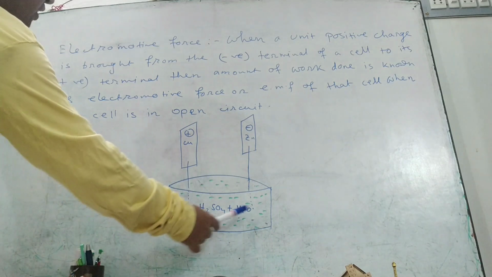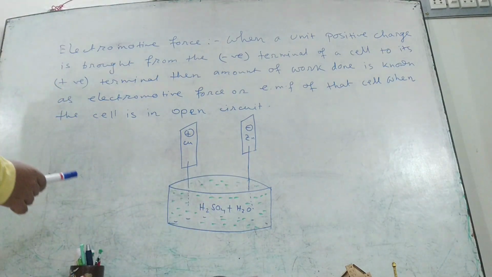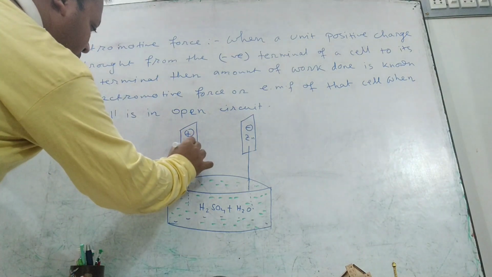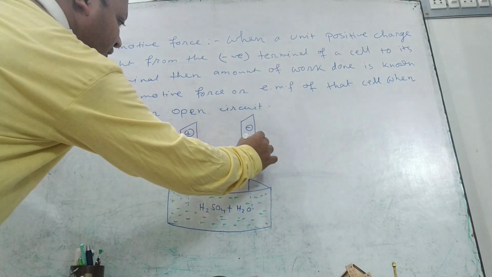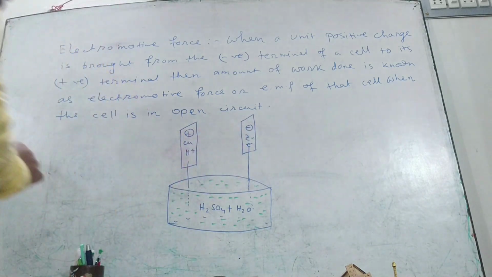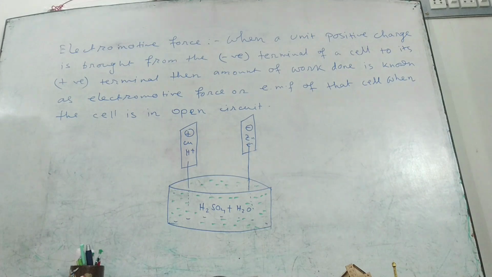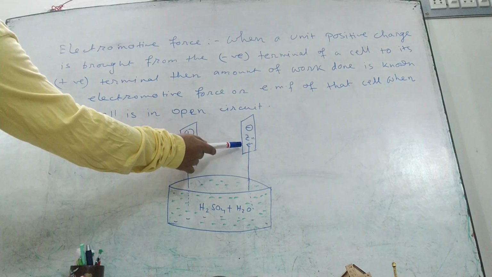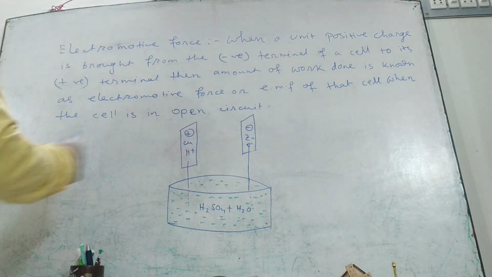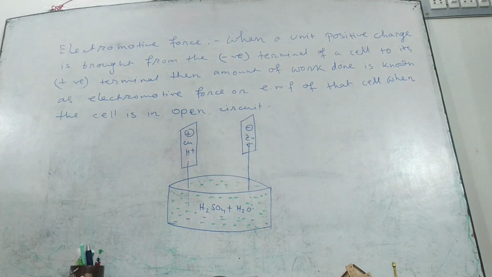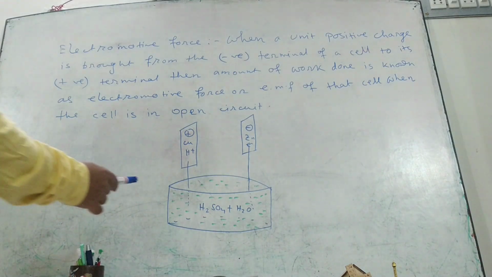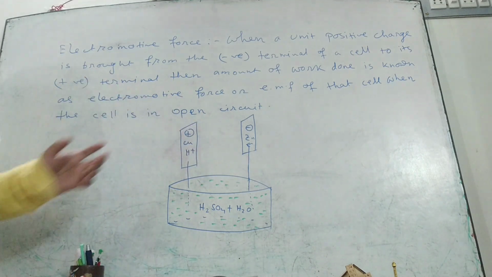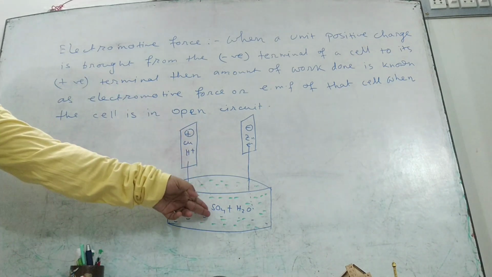Due to the chemical reaction inside the cell, Cu gets some H+ ions and zinc gets some free electrons. When we join the two electrodes, free electrons flow from the zinc to the Cu plate. Therefore, current is produced, and due to the chemical reaction an EMF is produced in this cell.